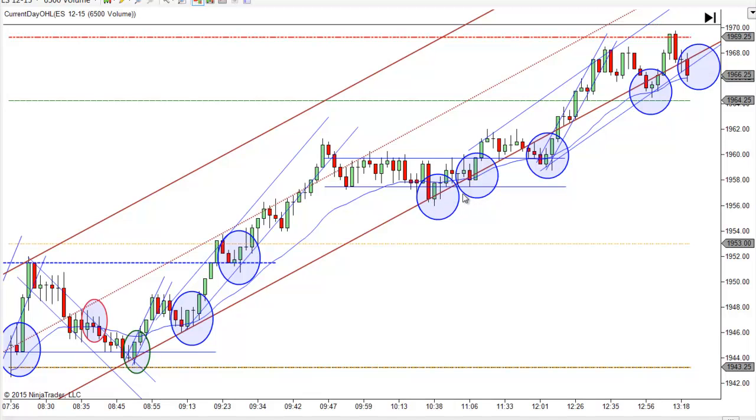But notice what happens here. Let me move this out of the way where you can see it a little better. The reason I like this one, there's a second entry long here, but we just came off the high and it's right in the middle. There's not room to get out. So you really can't take that one. You got to wait and see if maybe you get that trap.